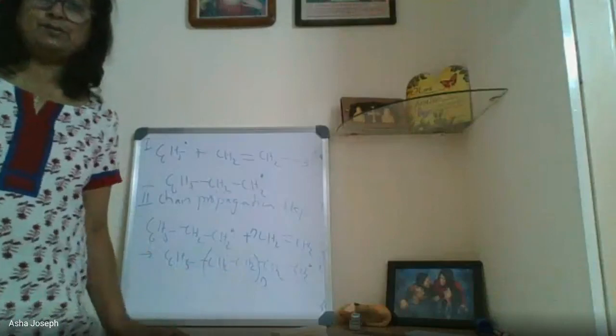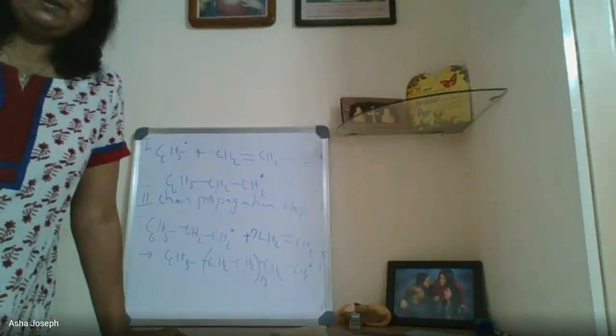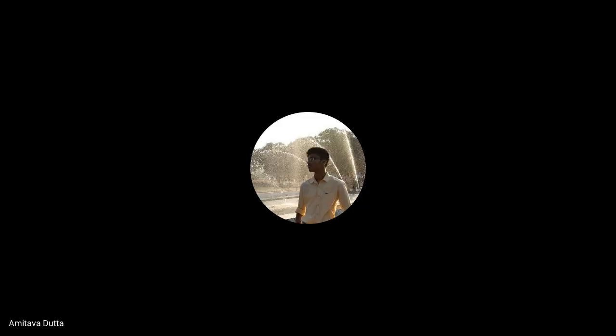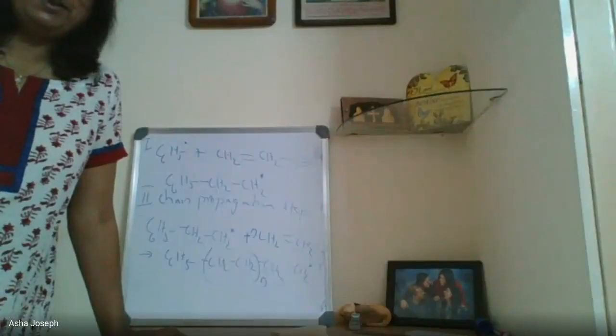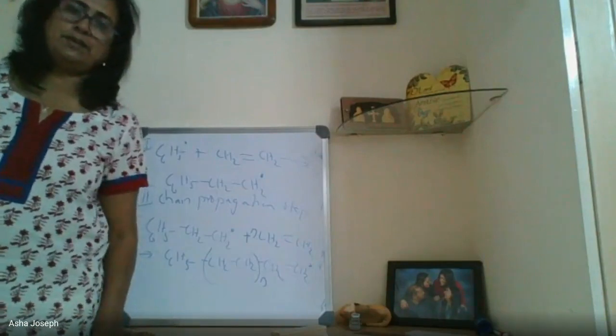So n will be added, so in between you will put n. Still it is a free radical. So this is the chain propagation step. Got it? Whatever we have got still has the capacity to react, it is a free radical. We didn't get a polythene. Only in the chain terminating step will we get a polythene.